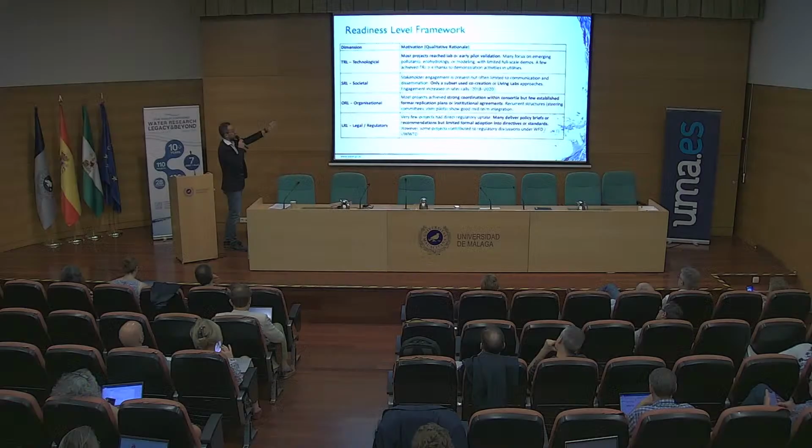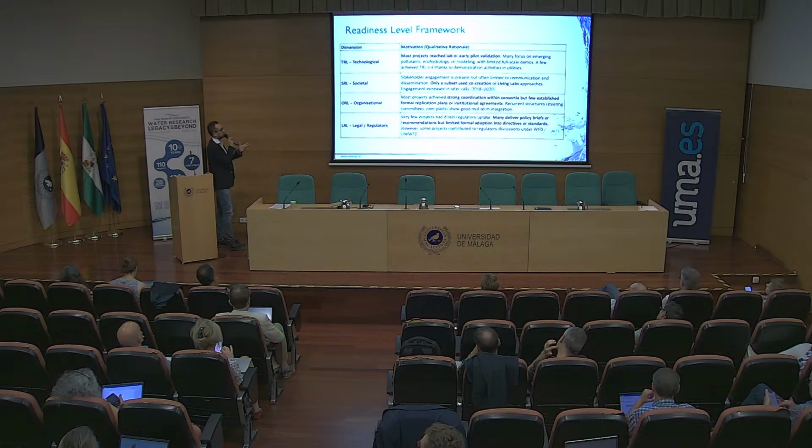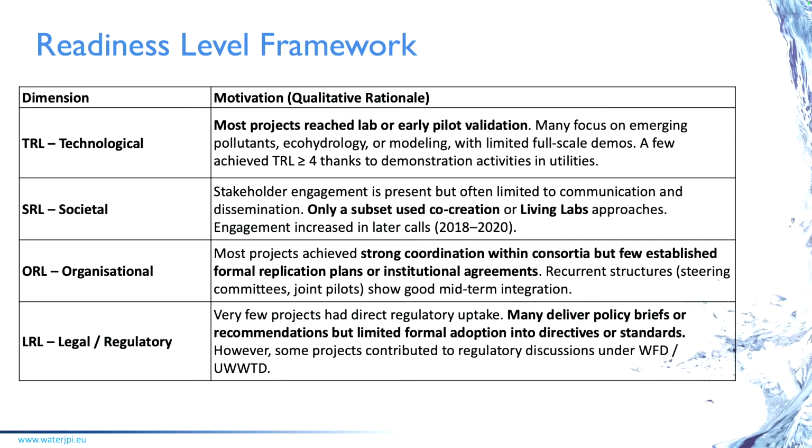So in this table, the results are summarized in a few keywords. In terms of technologies, most projects reached lab or early pilot validation, also because of, as Esther said, the funding peculiarity of the Water JPI program. Many focused on emerging pollutants and eco-hydrology modeling, but the prototypes, so the demos, were very few. So TRL more than four was achieved by few of them.